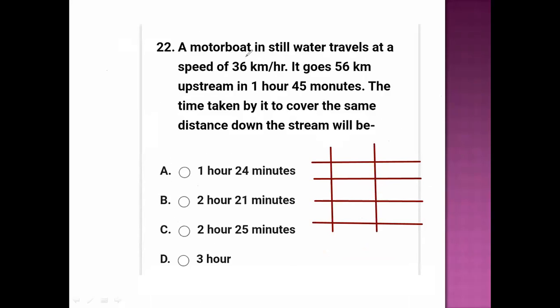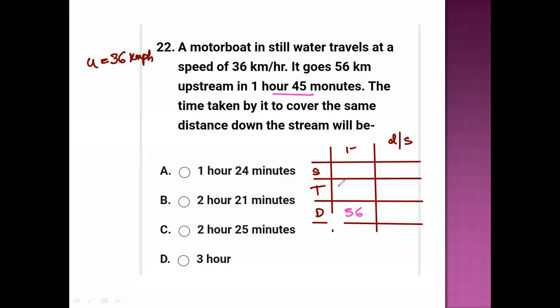See here, a motorboat in still water travels at the speed of 36 km per hour. So the speed of the motorboat in still water is u is equal to 36 kmph. This is the upstream side, this is the downstream side. You know that this is STD. They have given u is equal to 36. It goes 56 kilometers upstream in 1 hour 45 minutes.